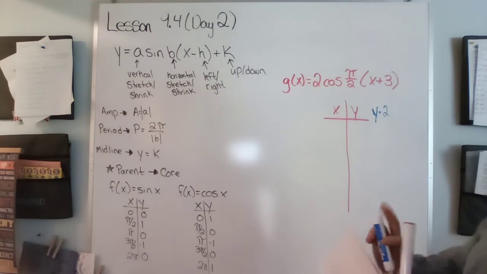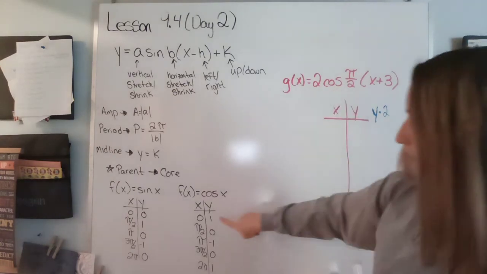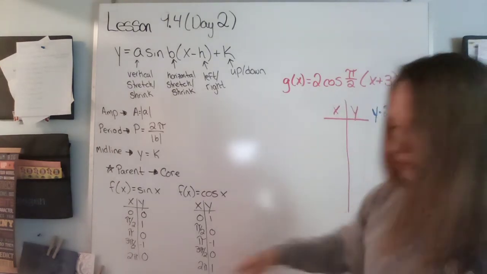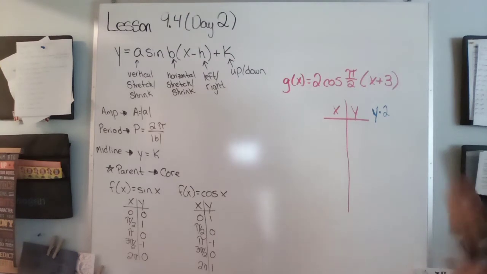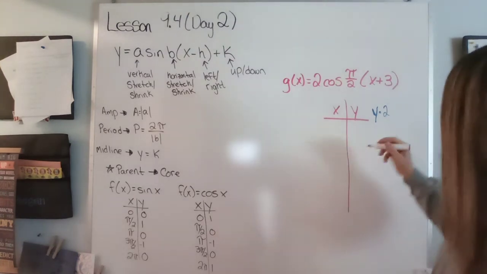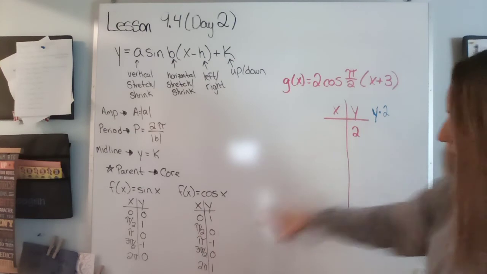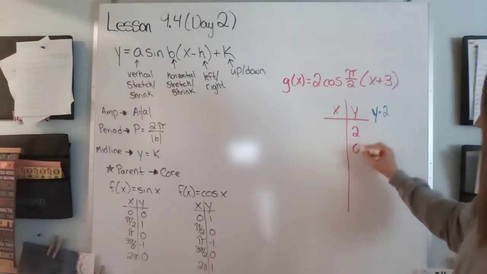Okay, so we're cosine this time. So all these y's get multiplied by 2 for the parent function. So it's going to be 1 times 2 to get 2. Then it's 0 times 2 to get 0.